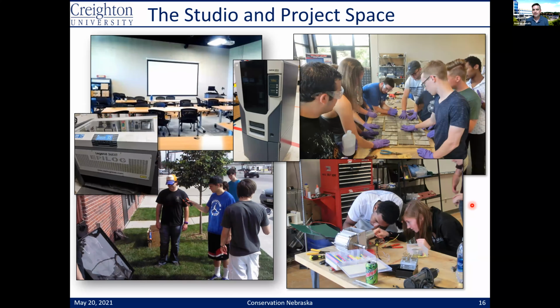So this is just a brief view of what our space looks like. We do have a design space. There is a design component to a lot of what we do. We have things like 3D printers and laser cutters to actually build things and think of the design components. We also have our own workshops, so students can build things both with hand tools or with power tools.